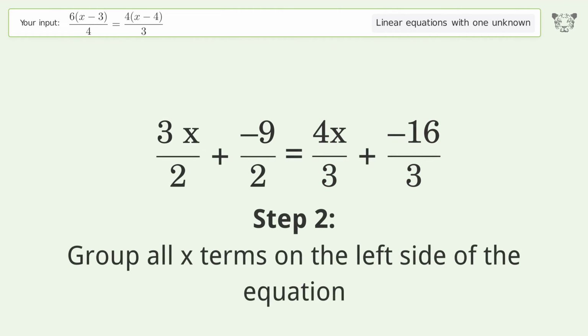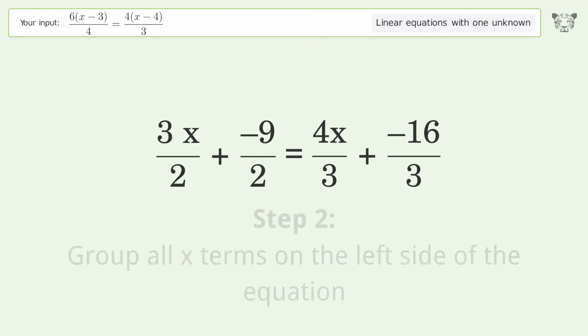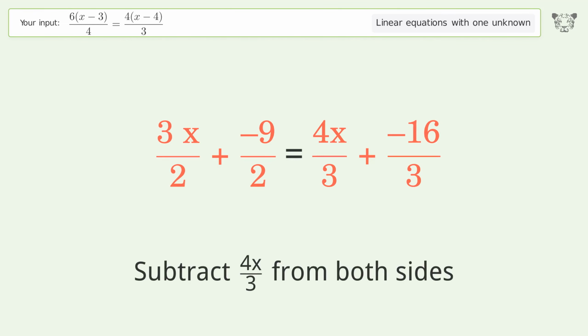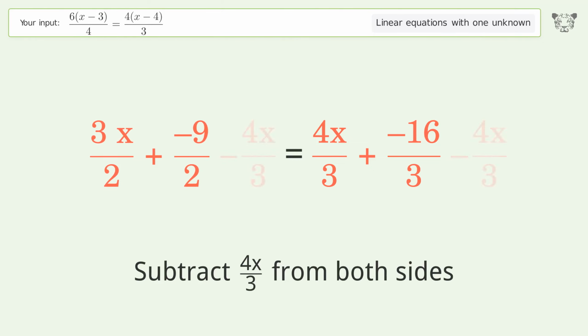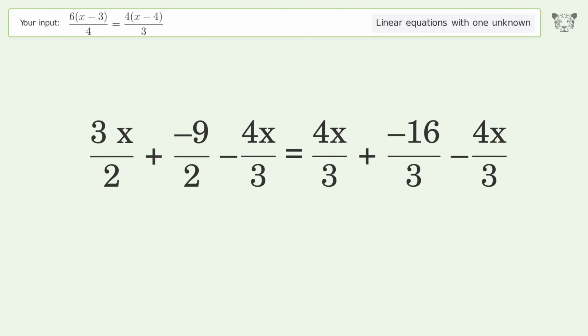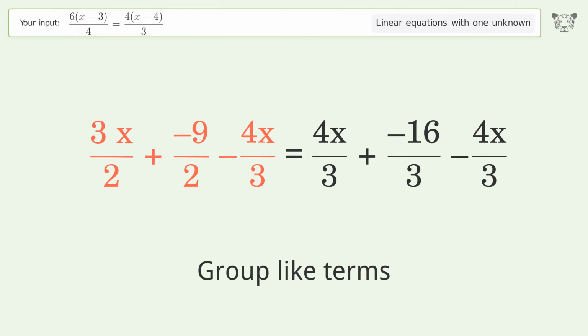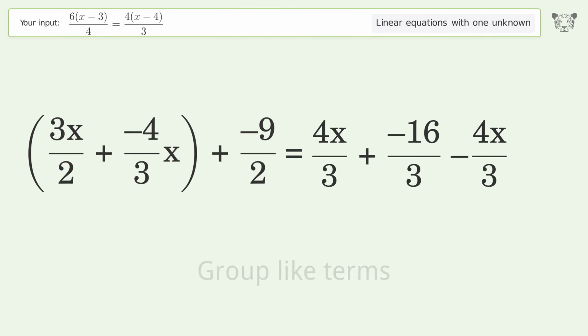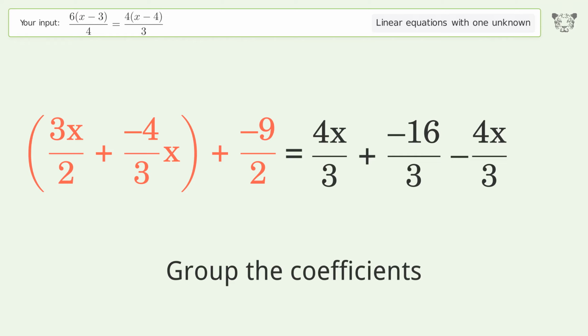Group all x terms on the left side of the equation. Subtract 4x/3 from both sides. Group like terms. Group the coefficients.